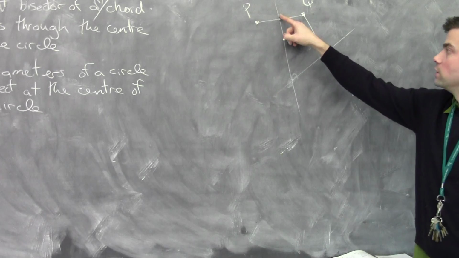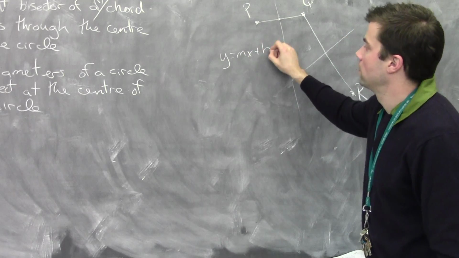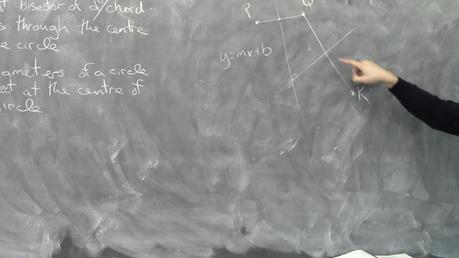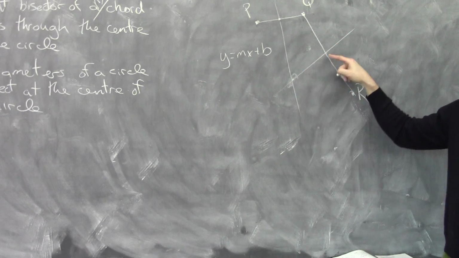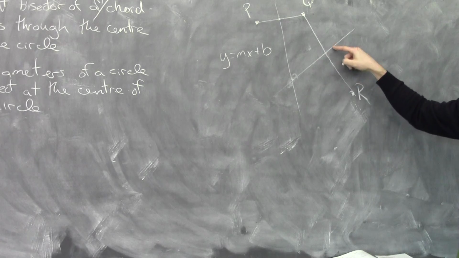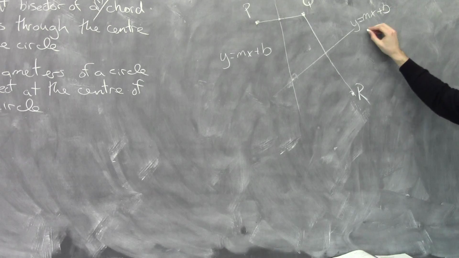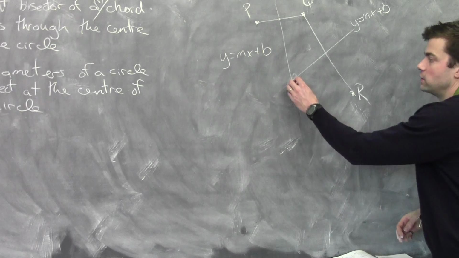So you'd have an equation for this line, y equals mx plus b. We do the same thing over here. Find the midpoint of QR. Find the right bisector, so the slope, we find the negative reciprocal. We get the equation for this line. We then set these two equations equal to each other. And guess what? We have the center of the circle.